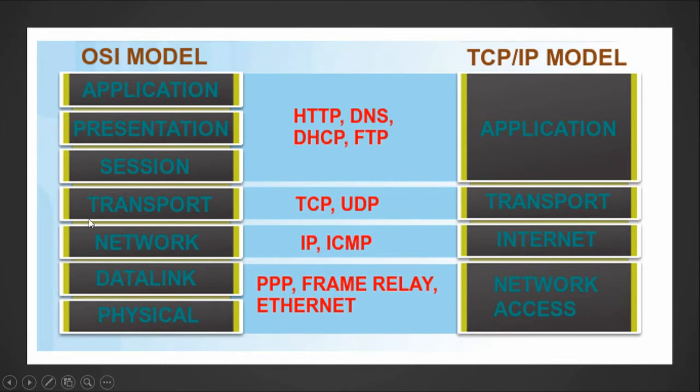So the OSI model is a reference model. We try to make any network device using our OSI model, our reference model. But our actual model is the TCP/IP model. Every device follows the TCP/IP model.